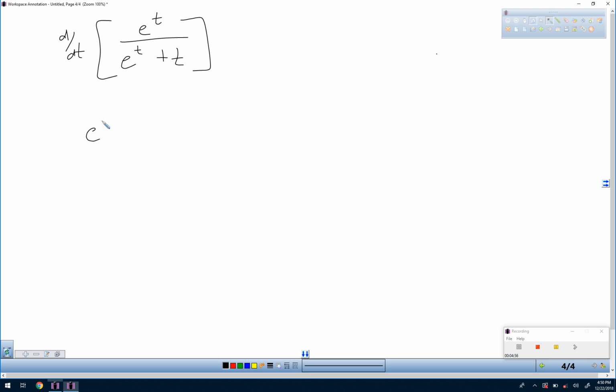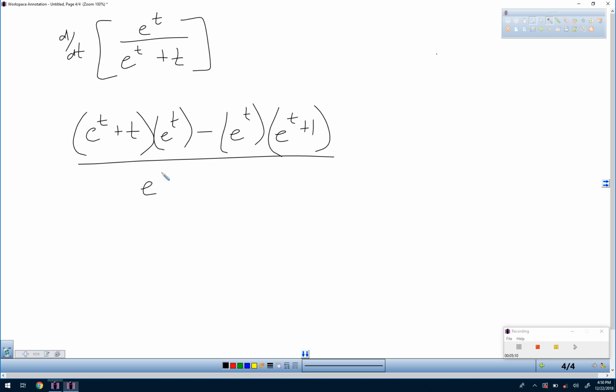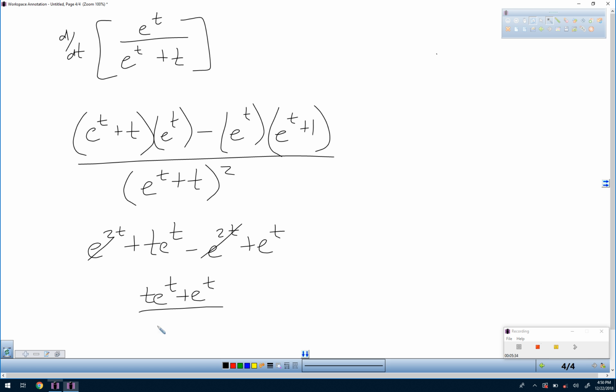So we're going to have low, so e to the t plus t, d high, so that would just be e to the t, minus high, which would be e to the t, d low, and the derivative of the low would just be e to the t plus 1, all over low squared. Then I can clean up, distribute in the numerator. Again, I would get e to the 2t plus t e to the t, minus e to the 2t plus e to the t. The e to the 2t's cross out, so that just gives me t e to the t plus e to the t over e to the t plus t squared.